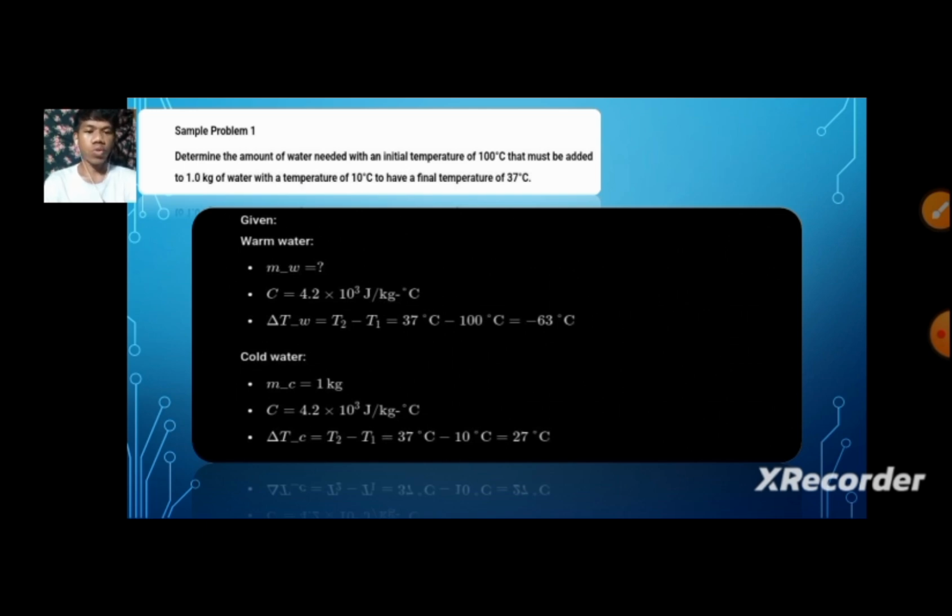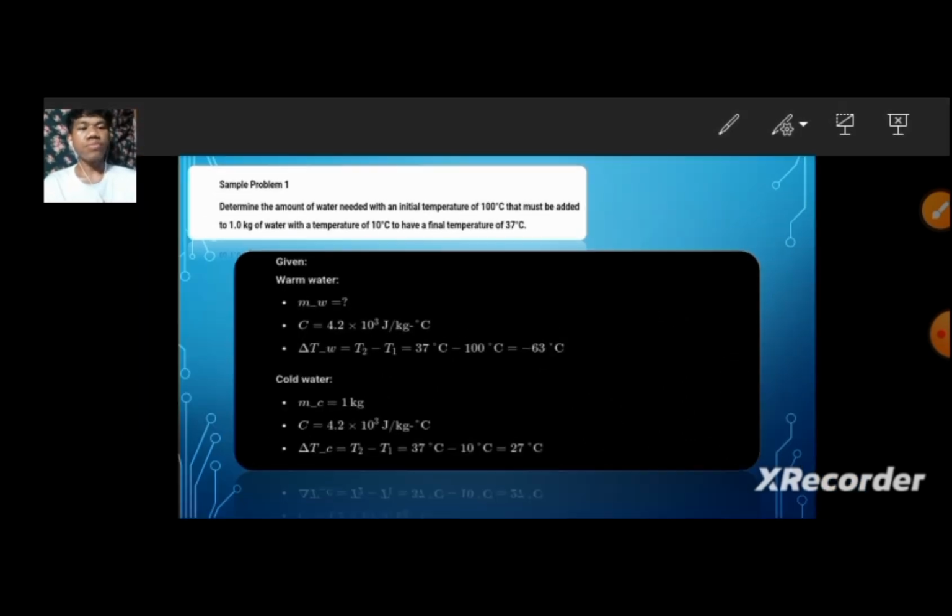For the cold water, we have the mass M_C, which is 1 kilogram, and the specific heat capacity is 4.2 times 10 to the power of 3 joule per kg degree Celsius, which is the same as the warm water. Also, we have the delta T_C equal to T final minus T initial, which is equal to 37 degrees Celsius minus 10 degrees Celsius, which is equal to 27 degrees Celsius.